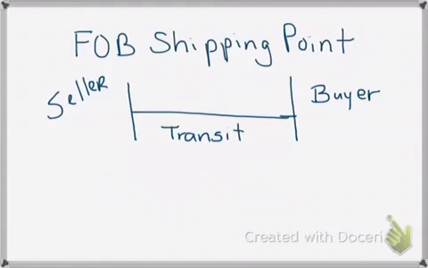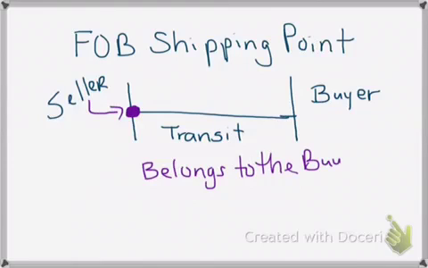So when we look at FOB shipping point, what we are looking at is it is going to change hands as soon as it's shipped. So as soon as the seller hands it over for it to be shipped, it actually is going to change hands. And what this means is that it belongs to the buyer while it is in transit. So it belongs in the buyer's inventory. It also means that the buyer has to pay shipping.